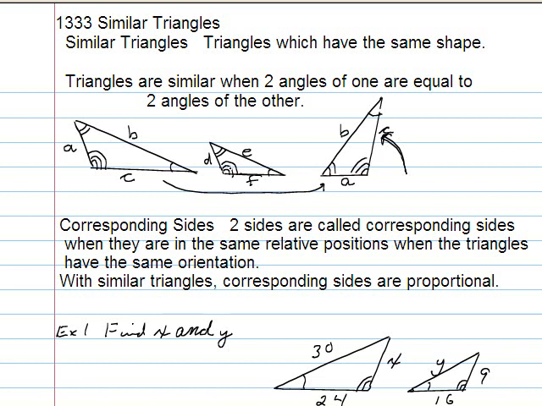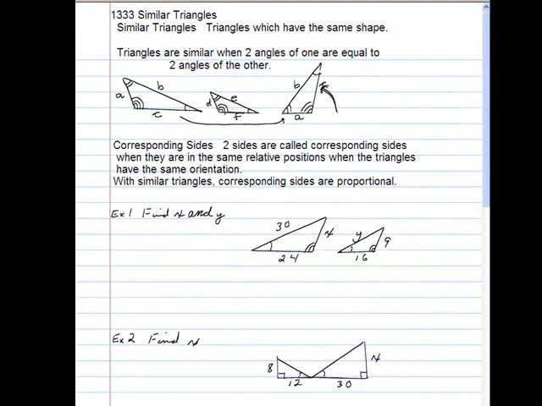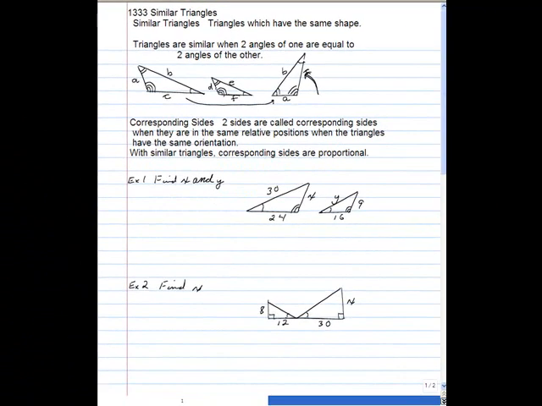When the two triangles are oriented the same, the sides in the same position are called corresponding sides. For example, in my first two drawings, the two triangles are oriented the same. So the corresponding sides here would be A and D because they're both on the left, E and B because they're both on the top, and C and F would be corresponding sides because they're both on the bottom.